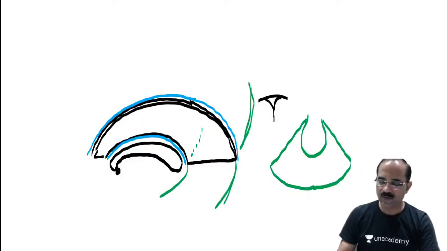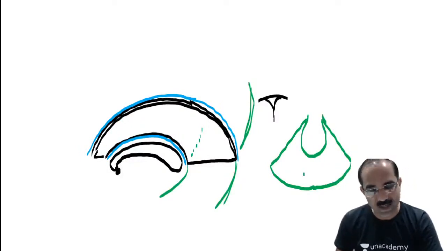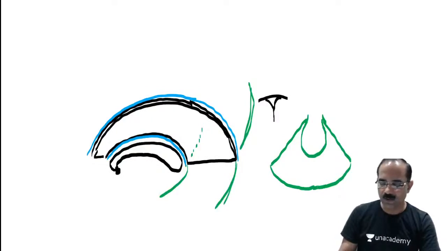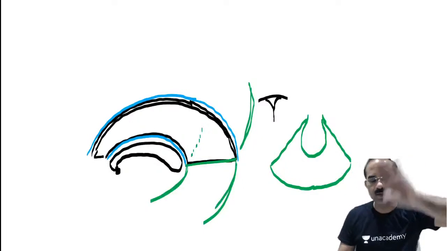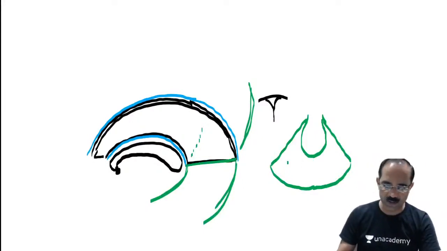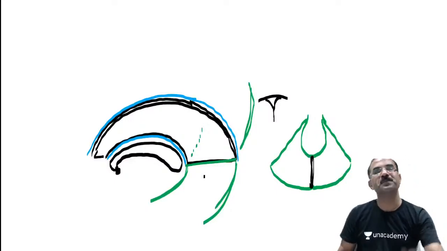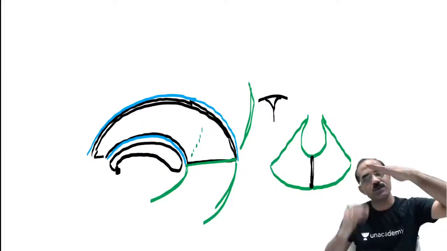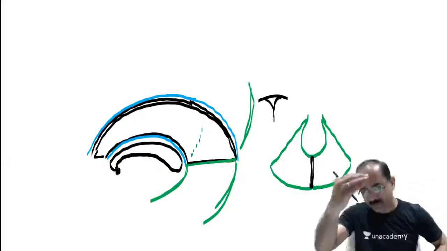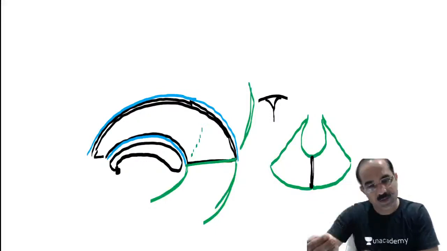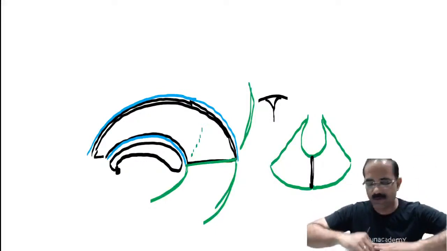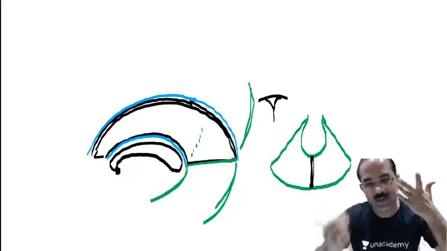This is what we call the tentorium cerebelli. The falx cerebri is sitting on the tentorium cerebelli. If I draw the falx cerebri here, it is lying on the tentorium cerebelli. Now this tentorium cerebelli is going to separate what from what? Who's below the tentorium cerebelli? The occipital lobes. Occipital lobes are below the tentorium, and who's above the tentorium?